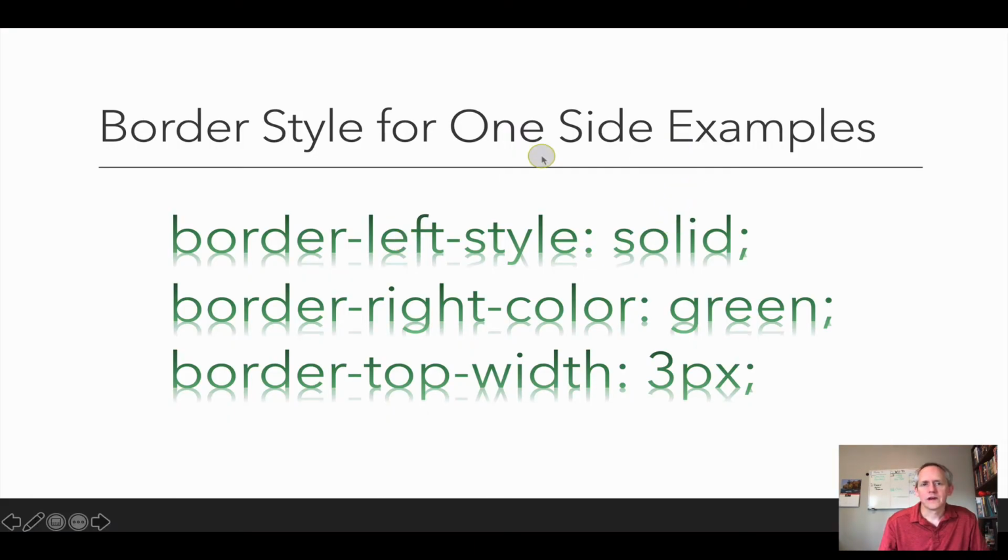Okay, border styles for one side. If I want to do one side of the border, it's border dash, and then whichever side it is, dash, whatever the property is. So border left style is solid, border right color is green, and so on. This is pretty rare to do. There are times when you change a particular part of it, and then that's when it becomes useful. Okay, so that takes care of that.